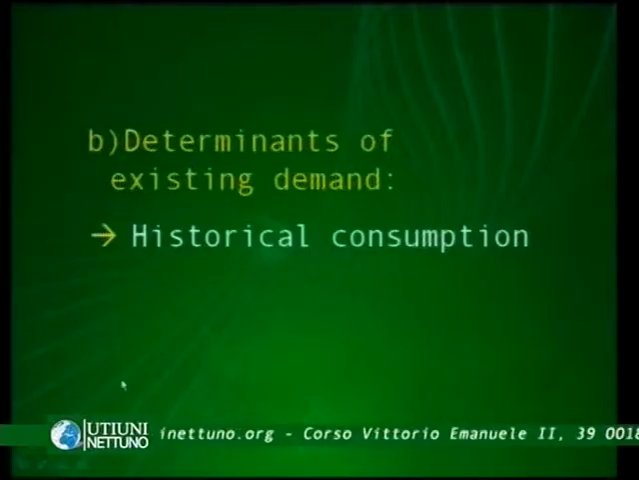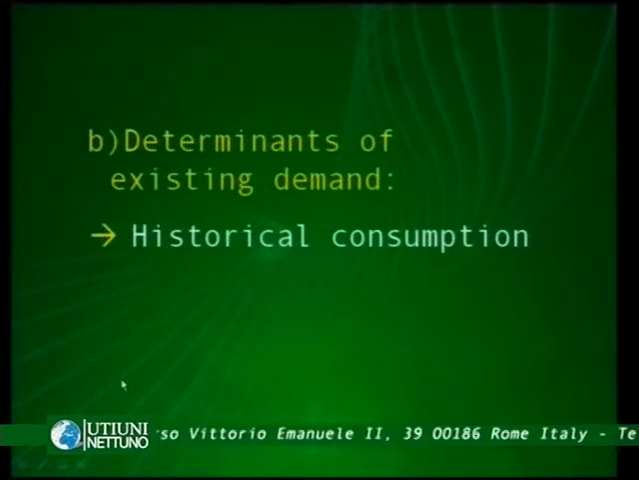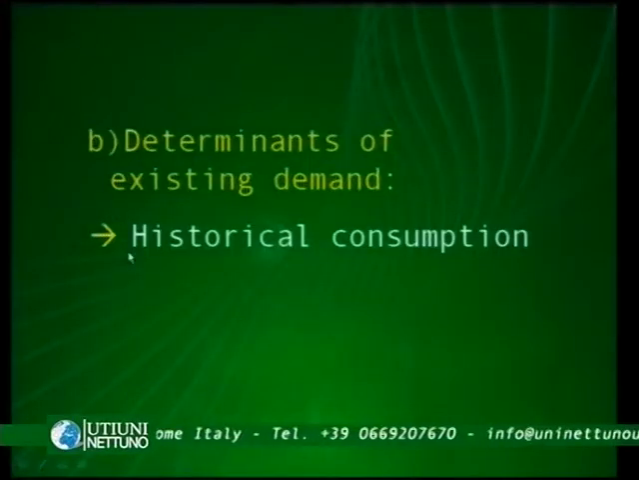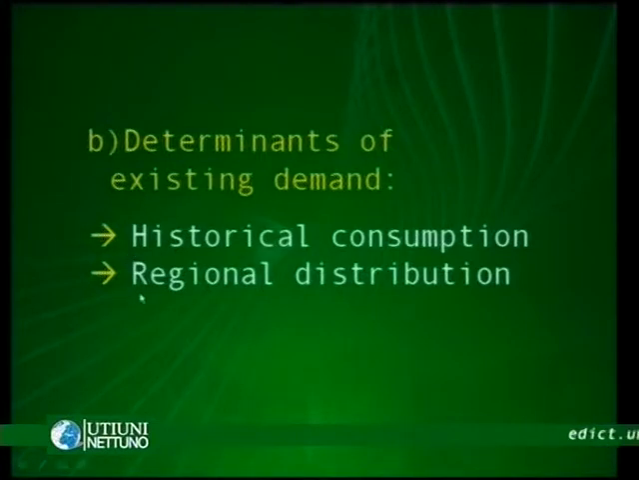The second general item we're describing is about the determinants of the existing demand. So, the existing demand, we noticed already, is based, first of all, on the historical consumption. So we could gather information about the general trends related to sales of a specific product or about the utilization of a specific product. Secondly, we have regional distribution, which is very important when our market is widely distributed or when the regional attitudes toward the products could change. So we don't need just general historical consumption information, but we have to gather regional distribution information as well.